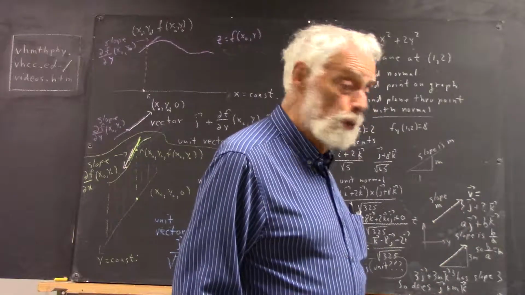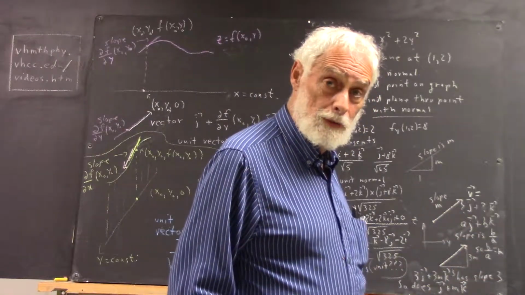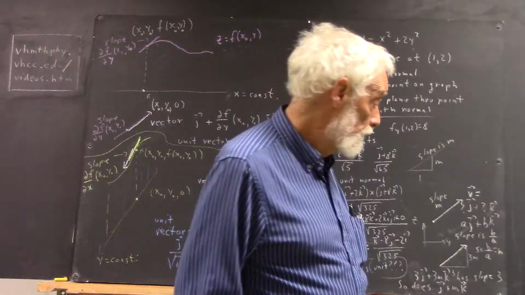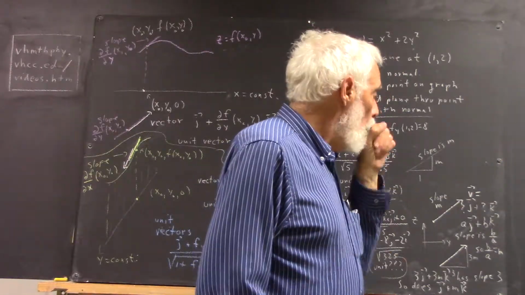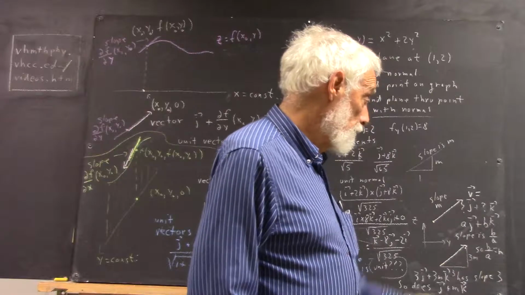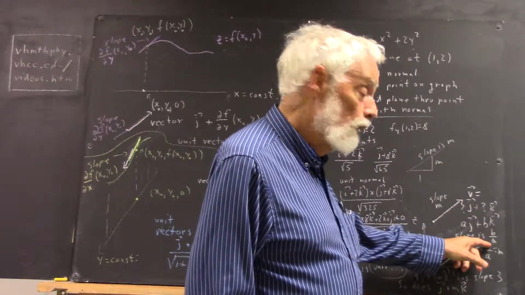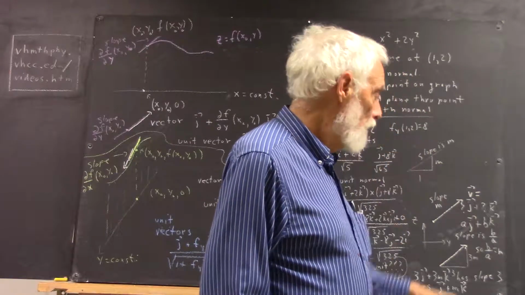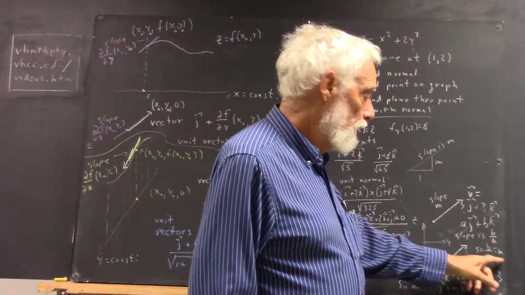What's the slope of that vector? Well, slope is rise over run. Rise is in the k direction, run is in the j direction. So it doesn't take too much to see that the slope of that vector would be b over a. Okay? Now, if the slope is m, then b over a equals m.